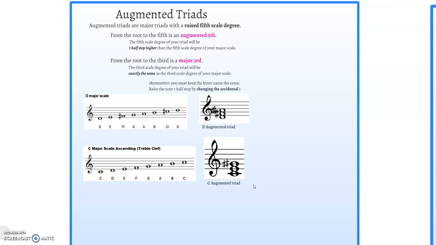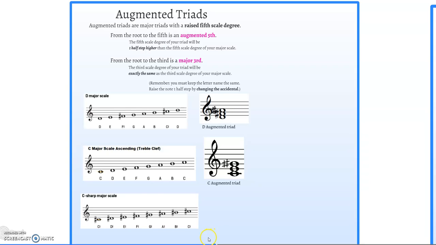The last example, we're going to do a tricky one, that is C sharp major, where everything is already sharp to begin with. The root and the third remain exactly the same, and the fifth is going to be raised a half step. So what is a half step higher than a G sharp without changing the letter name? That is a G double sharp. So we will spell it C sharp, E sharp, and G double sharp. There it is.